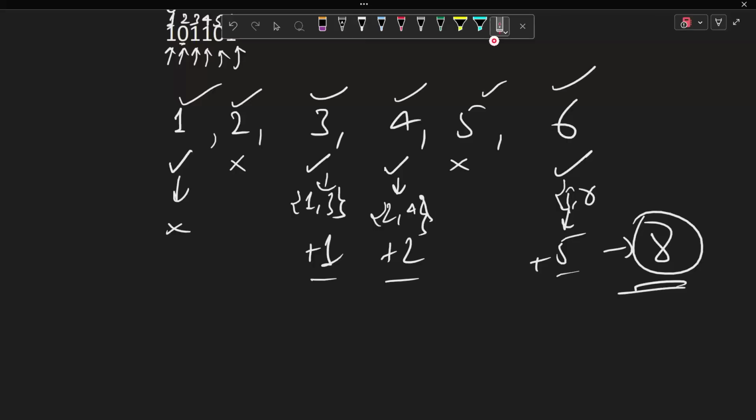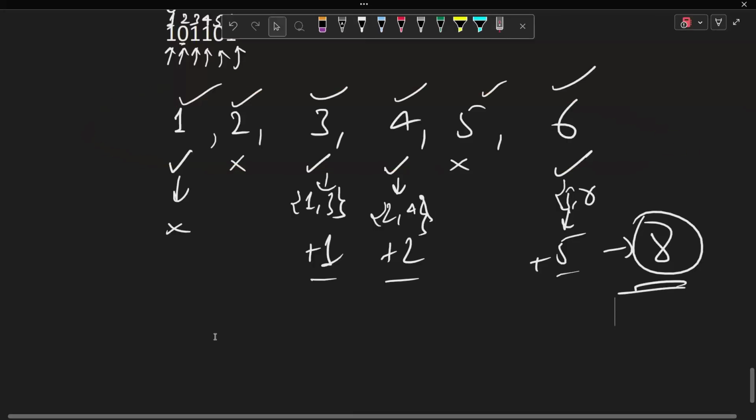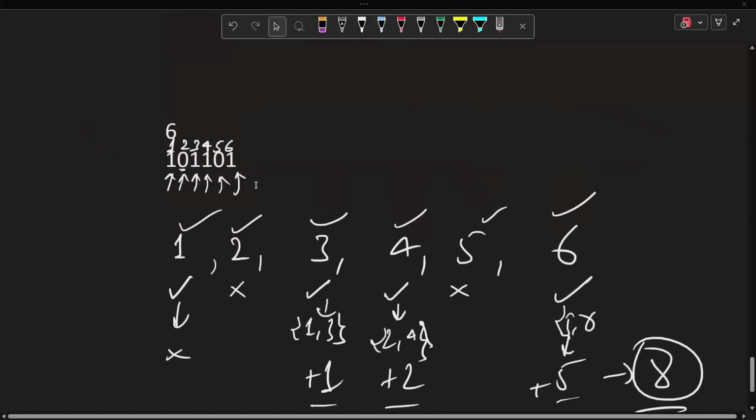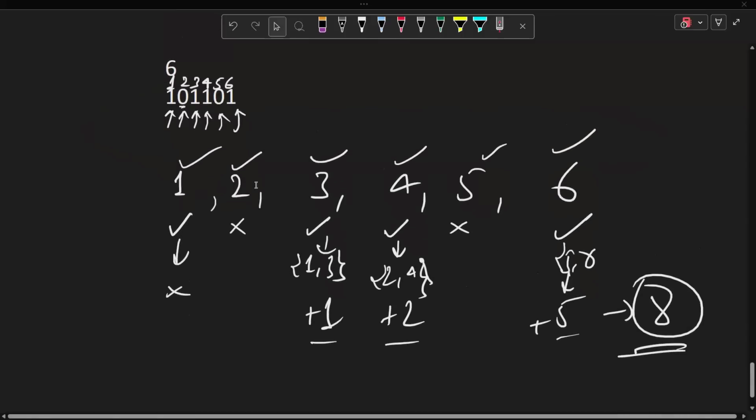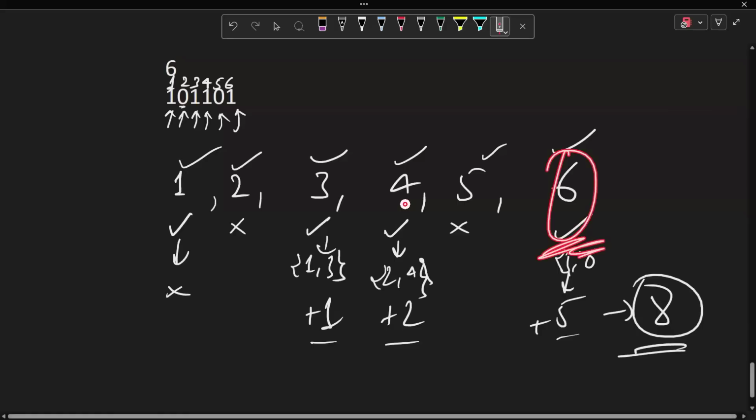I hope you understood the problem, what you need to do. So how can you now minimize this? One thing is given here: for the nth day, Sn is always 1, so Monocarp is always able to buy all the figures on the nth day. This last index would be 1, so he would definitely go to the shop on the nth day. So on this day he can buy all the remaining items.